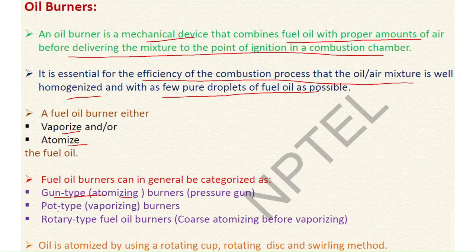It is the atomizing type. Then the pot type, it is the vaporizing type, where the fuel oil is vaporized, and when these vapors of the fuel oil form a uniform mixture with the air, then the ignition takes place. Rotary type fuel oil burner: here, forced atomization before vaporization. Here, vaporization plus atomization, both procedures take place together. Oil is atomized by using a rotary cup, rotary disc, and swirling method.